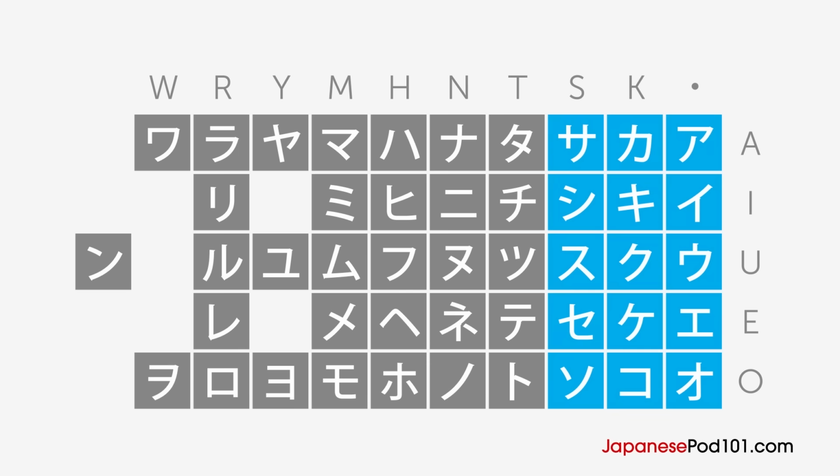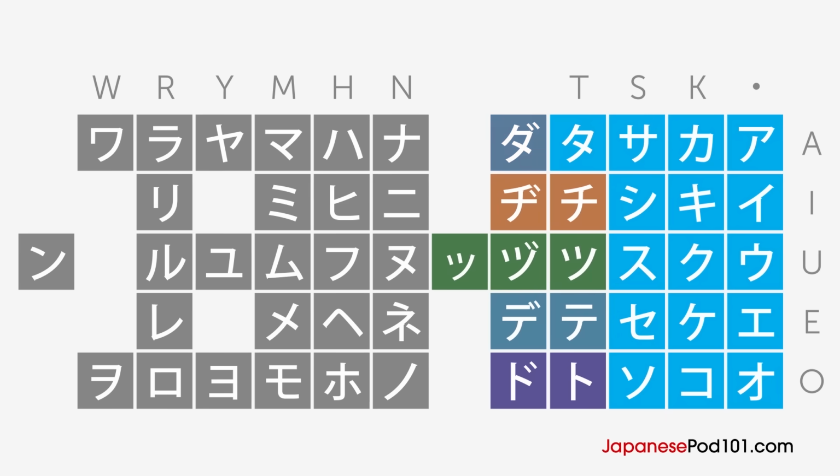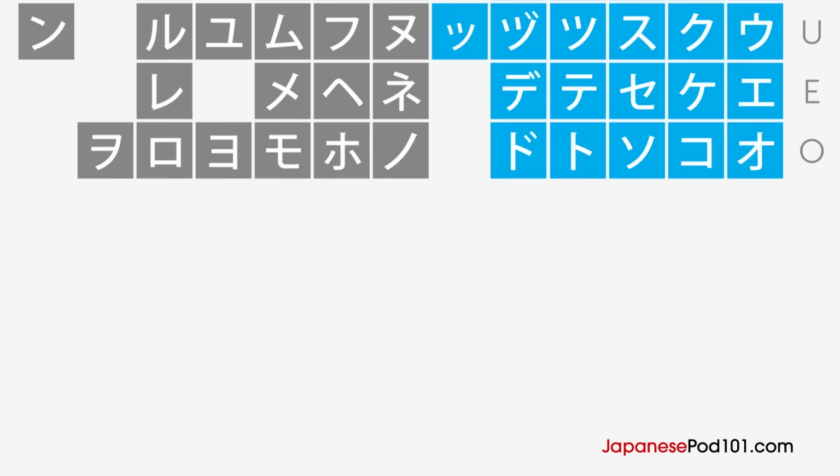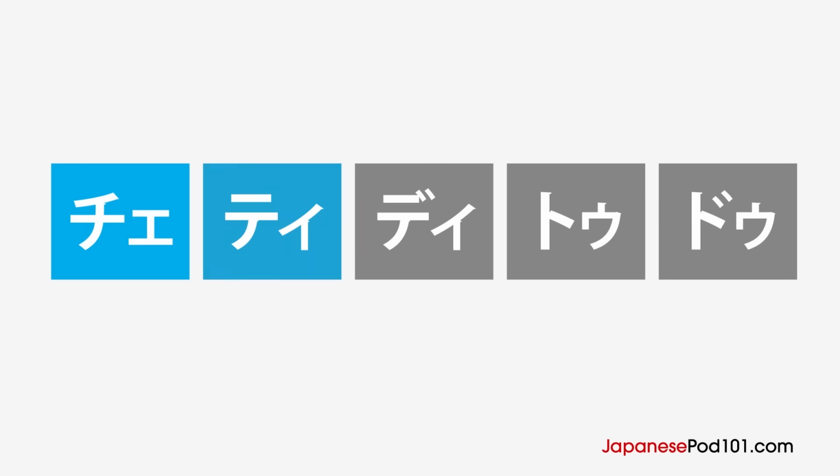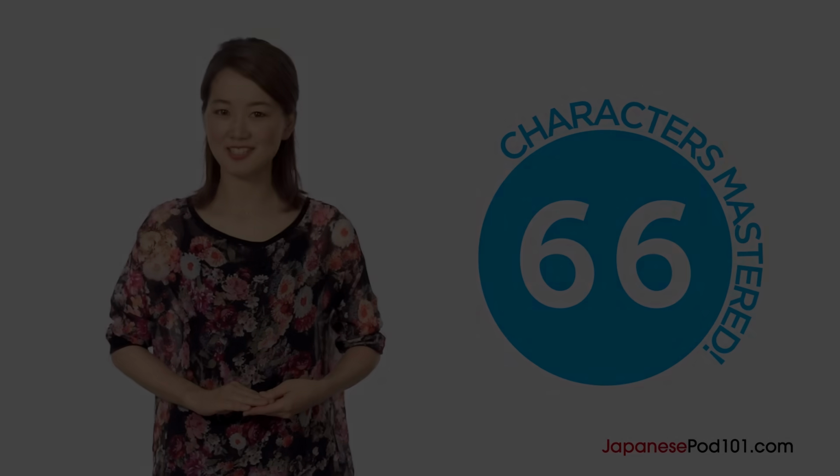Okay, let's wrap up this lesson by recapping what you've learned. In this lesson, you learned ta and da, chi and ji, tsu, zu, and chisai tsu, te and de, to and do, and the digraphs che, ti, di, to, and do. よくできました。You've now mastered 66 Japanese characters.